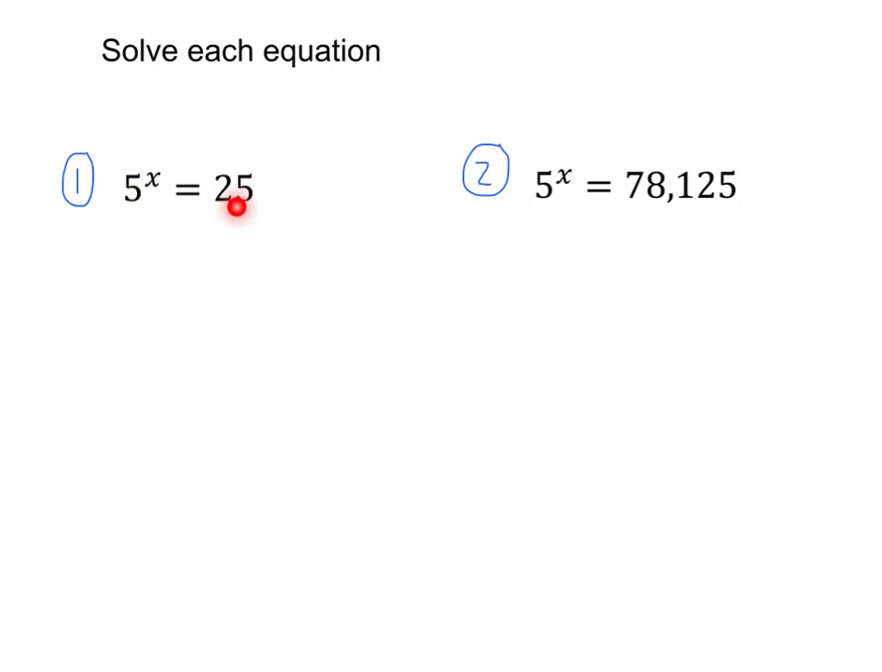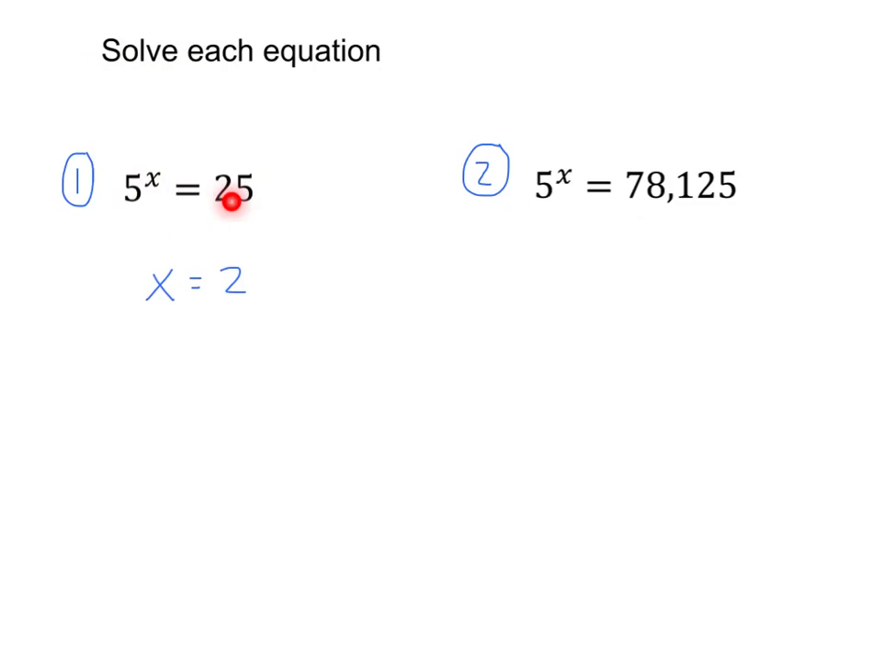This first one is a real simple one. I think you should be able to instantly tell what number would make this true. This statement would only be true if x were 2. So we can immediately say that our solution would be 2, because 5 squared is 25. But what if it wasn't so easy?